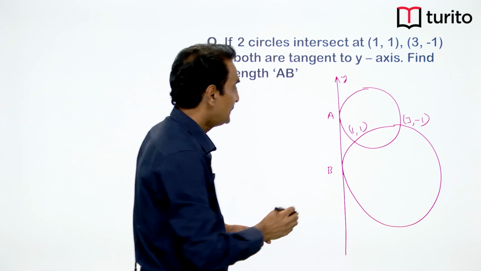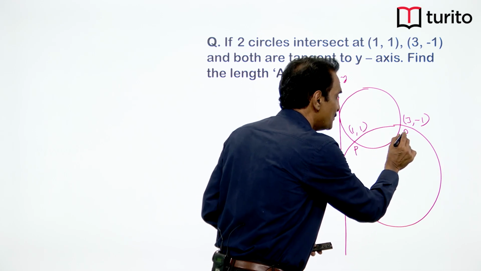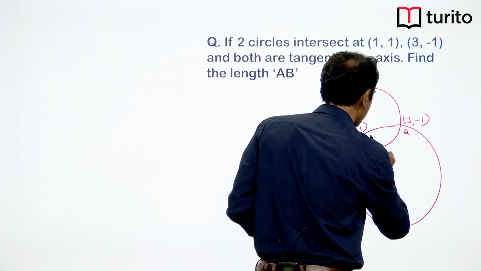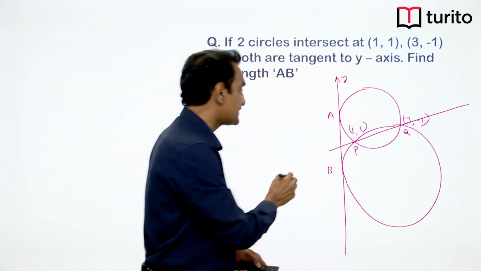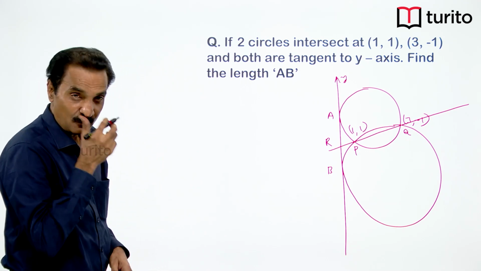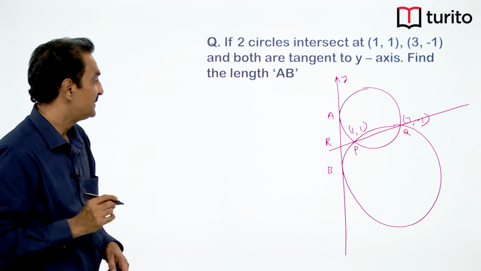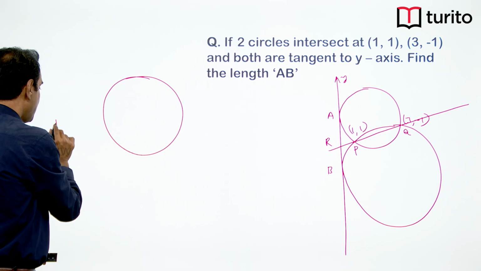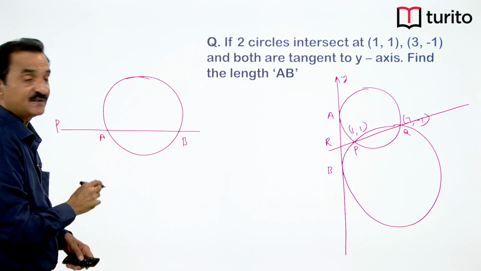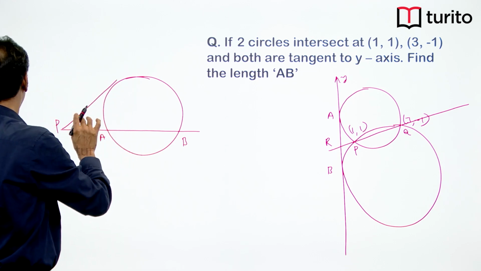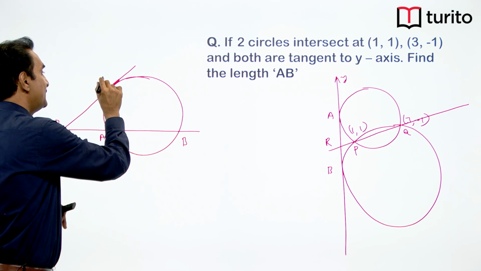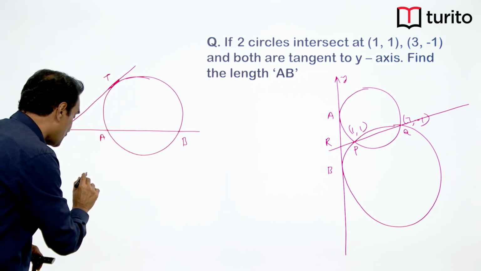Here, I will first assume that this point is P, this point is Q. Joining P and Q, the line PQ intersects this y axis at R. Now, all of you are aware of the property that if P is any point and PAB is a secant line, PA into PB is equal to PT square, where PT is the tangent, this is T. We know that PA into PB is equal to PT square.